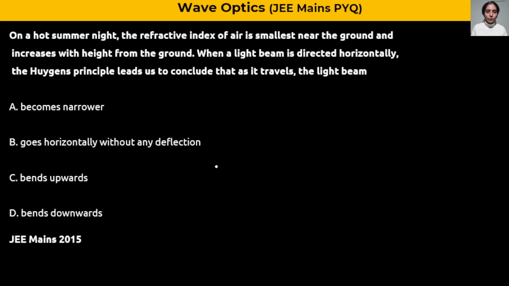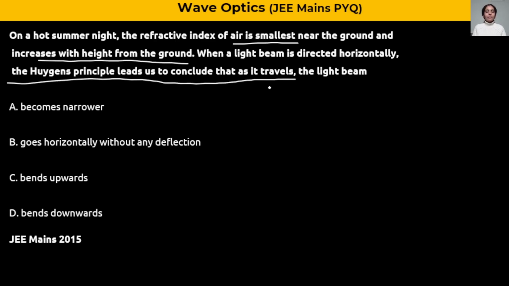Now let's move with this one. On a hot summer night, the refractive index of air is smallest near the ground and increases with height from the ground. When a light beam is directed horizontally, the Huygens principle leads us to conclude that as it travels, the light beam. So as it travels, what will happen with the light beam? So this is simply a question from ray optics also, you can say. You can clearly answer this. So you should pause the video here and try drawing the things.